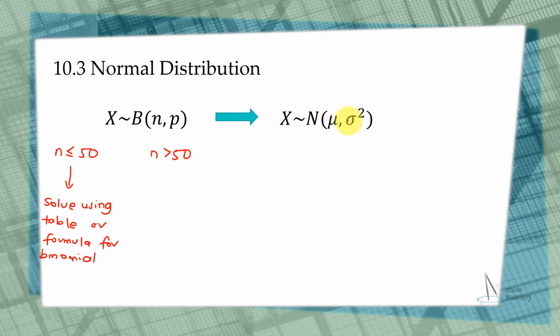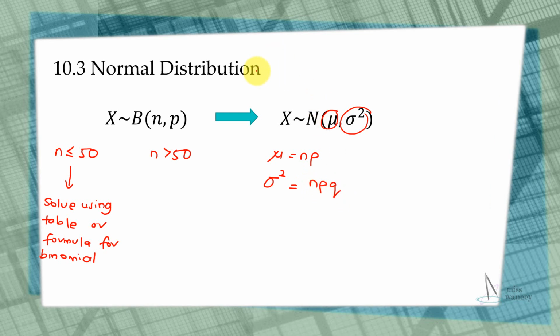If you look at the normal, we have the mean as well as the variance. Therefore, we should use the formula where the mean is equal to n times p. So we take the binomial, use n times p as the mean, and for the variance, we use the formula npq.